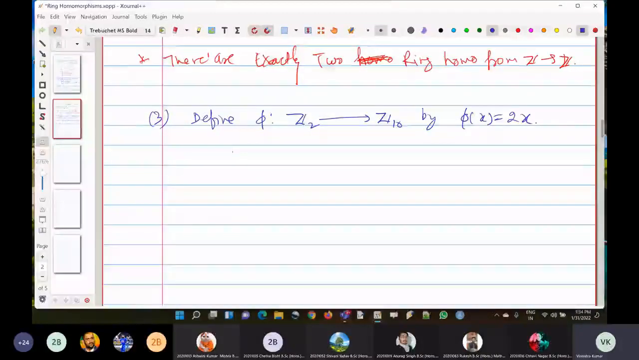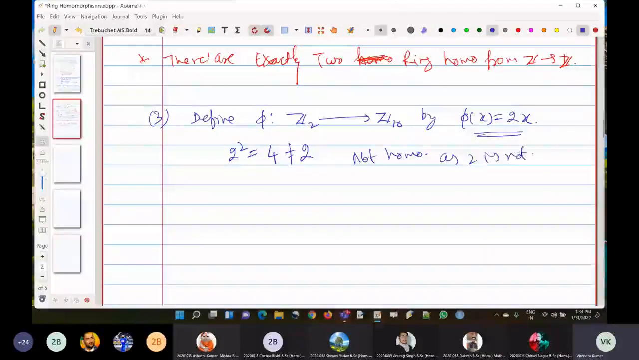Now you know that 2 square equals 4. Okay, 2 square equals 4. So since 4 is not equal to 2, it is not an idempotent element. So this is not going to be a homomorphism, as 2 is not idempotent.